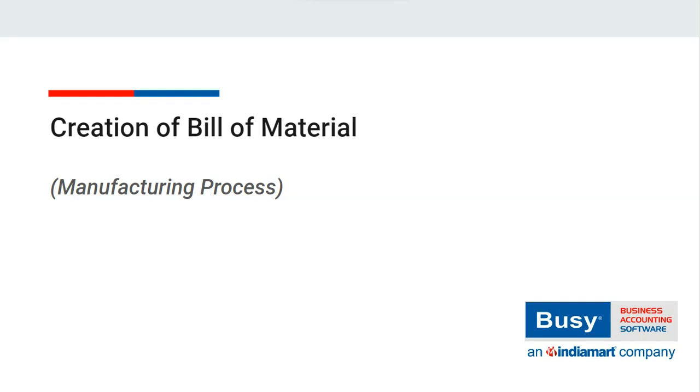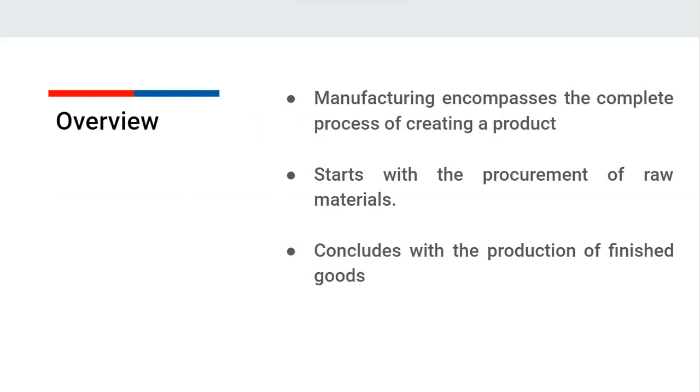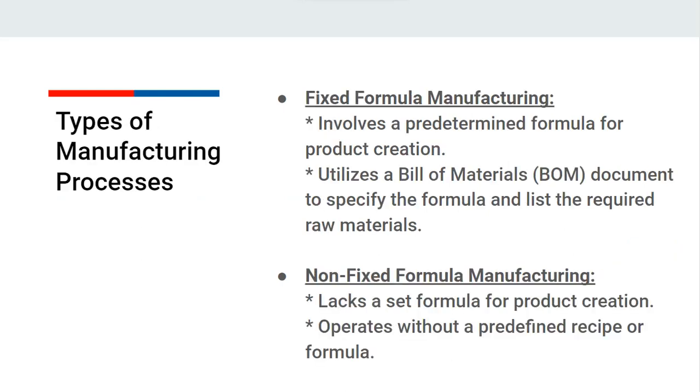Creation of bill of material, let's discuss the manufacturing process. Essentially, what is manufacturing? Manufacturing refers to the entire process of making a product, starting from the procurement of raw materials to the production of finished goods. So there are two types of manufacturing process. The first type involves a fixed formula for a product creation, while the second type doesn't have a fixed formula.